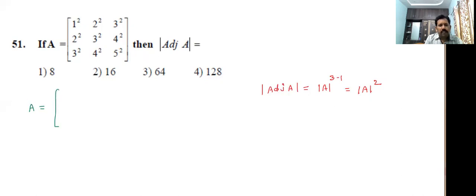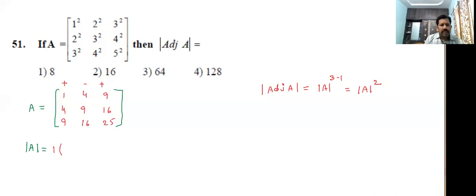1 square is 1, 2 square is 4, 3 square is 9. Then 4, 9, 16, and 9, 16, 25. These are the elements of matrix A. Now find the determinant of A. Apply the formula with the signs plus, minus, plus: 1 into AD minus BC.